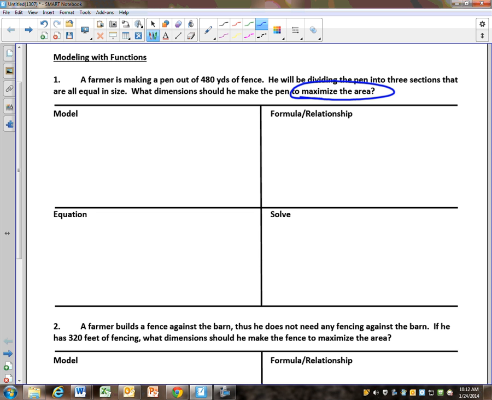Very good. So I like my 4 boxes piece, and this is how I'm going to operate. I'm going to model the problem. I have 3 sections. I have width, length, and length. This should be reviewed from last year, so I'm going to go through this pretty quickly. I would now like to write down some formulas or some relationships that exist here. Any ideas? Got a couple.